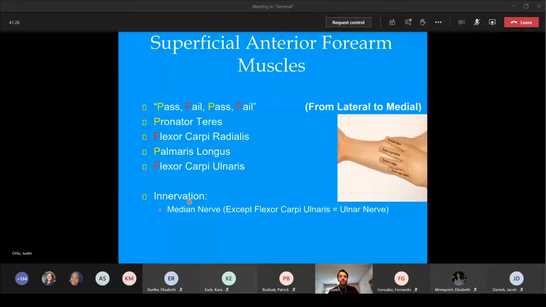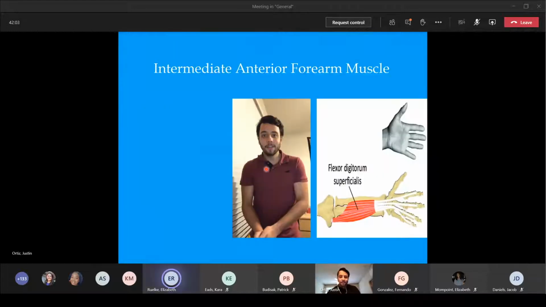So the innervation is going to be the median nerve, right? So median nerve for all of them except flexor carpi ulnaris, right? Flexor carpi ulnaris is actually going to be ulnar nerve, right? So we talked about the superficial anterior forearm muscles. Those are going to be 4, right? And then we're going to actually have 1 intermediate forearm muscle. So again, in total, we're going to have 8 anterior forearm muscles. You have 4 superficial, 1 intermediate, and 3 deep, right? So we talked about the 4 superficial: pass, fail, pass, fail. The 1 intermediate, which we're going to talk about in the next video segment, would be the flexor digitorum superficialis.